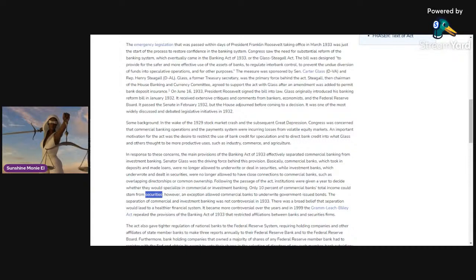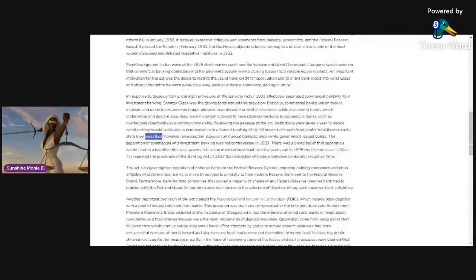An important motivation for the act was the desire to restrict the use of bank credit for speculation and to direct bank credit into what Glass and others thought to be more productive uses, such as industry, commerce, and agriculture. So in response to these concerns, the main provisions of the Banking Act of 1933 effectively separated commercial banking from investment banking. All right. So let's find out what commercial banking is. See, this is how the rabbit hole started.